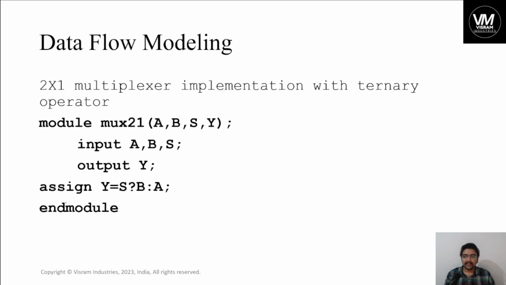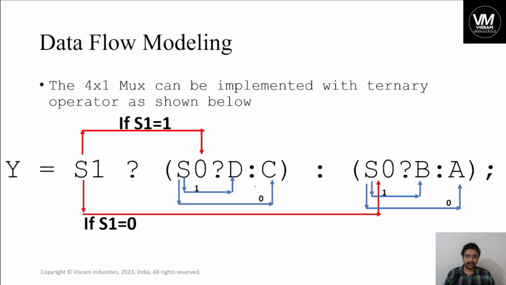So the output is Y. Then assign. This is how you need to write the syntax. Assign output is equal to input. Read along with me. What type of input? Choose selection. But how do you choose selection? The question mark. I'm explaining the question mark. If S is equal to 1, go here. If S is equal to 0, go for A. So that is how you end the module. Understood, guys? So that is how it is represented.